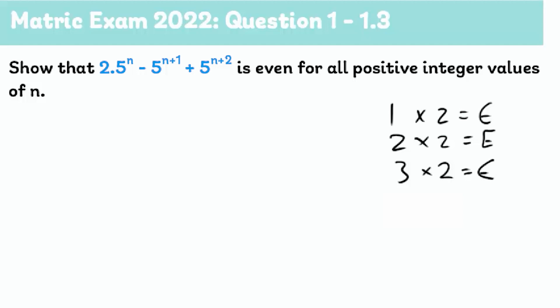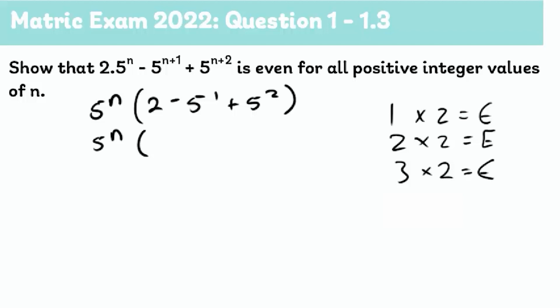So how do we get this equation in a format that we can multiply it by 2 so that n will always be positive? The first thing that comes to mind is if I take a common factor out. So we take 5 to the power n out. And then we got 2 minus 5 to the power 1 plus 5 to the power 2. 5^n is the common factor. And then we got 2 minus 5 plus 25. So what we need to do now is just work this out. So 25 minus 5 is 20 plus 2 is 22.